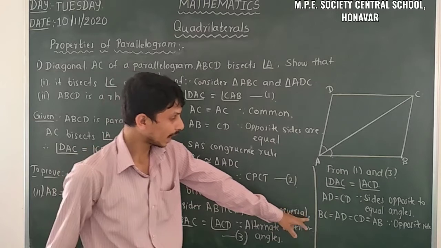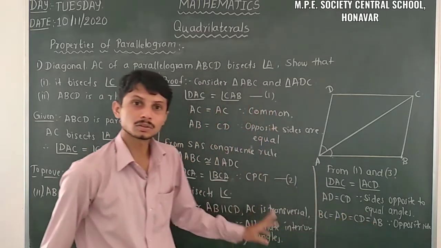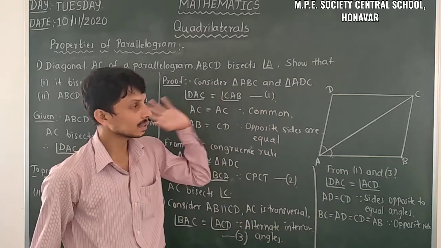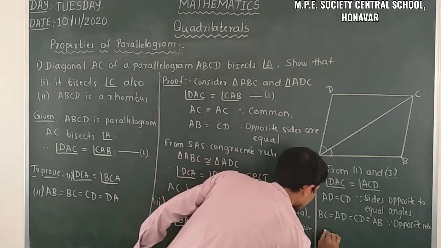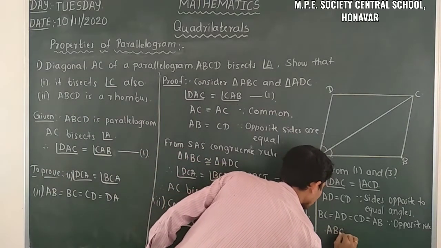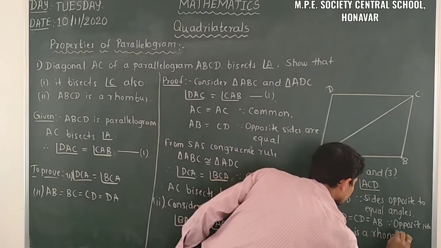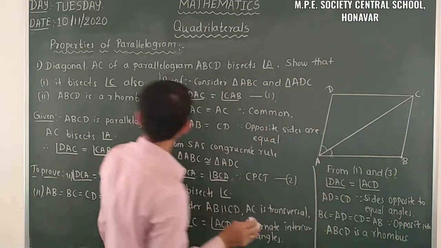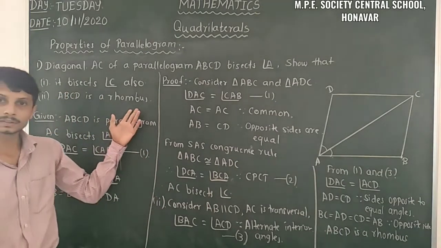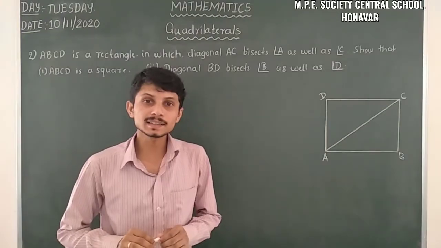So when all the sides are equal, we can consider it a rhombus. Therefore, ABCD is a rhombus. So we proved. Let us take the second problem.